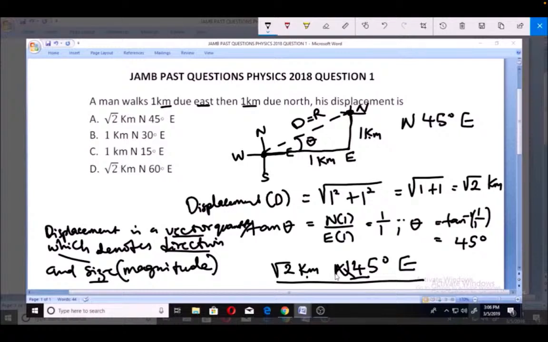If it's south, then south has to come first before west. If it is north, north has to come before west. If it is northeast, north has to come before east. That's how you represent direction. Either the south or north must come first here before you have the other one.